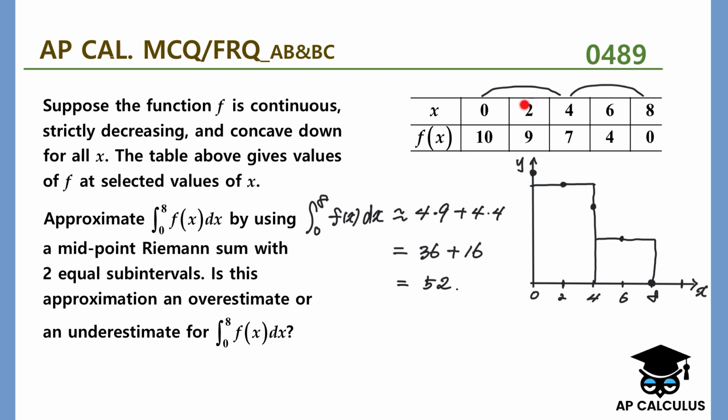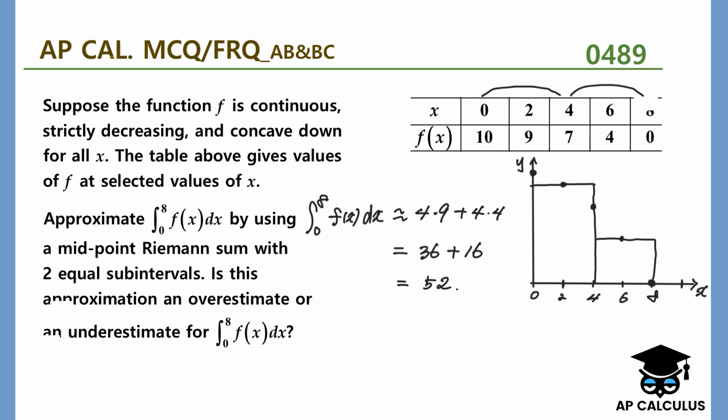Or by just looking at the table, we can write 4 times the height, 9, right? The midpoint is 2. So this function value is the height. 4 times midpoint is 6. So the height 4. 4 times 9, 4 times 4. Just like this. Okay? We have one more question here. Is this approximation an overestimate or an underestimate for this definite integral?